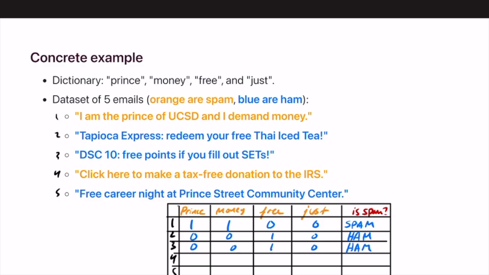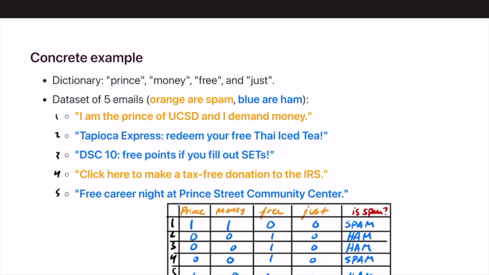Click here to make a tax-free donation to the IRS. Yeah, sure. That's probably not spam either, to be honest. The IRS is probably out there asking for donations. So click here to make a tax-free donation. Free, and 0 for these. And free career night at Prince Street Community Center. And this was classified as ham, so not spam.